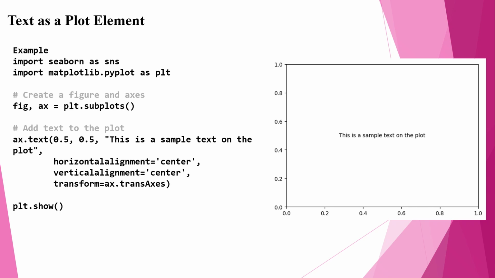The coordinates 0.5, 0.5 specify the position of the text, and the transform parameter is set to ax.transAxes, which means the position is defined relative to the axis from 0 to 1, placing the text at the center. The horizontal alignment and vertical alignment parameters ensure that the text is properly centered at that location. Finally, plt.show is used to display the plot.